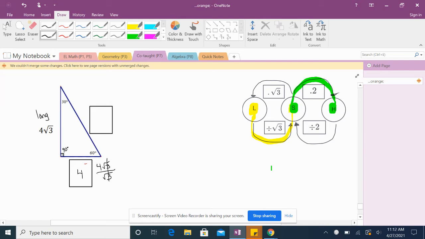And if we have the short side and we need the hypotenuse, we multiply by 2.